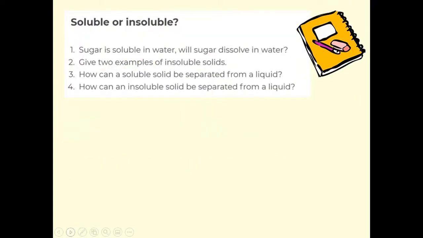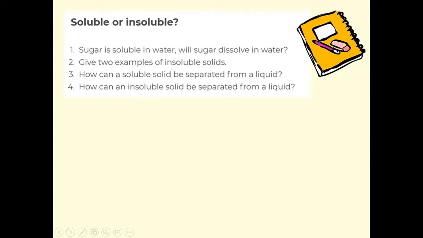So I'd like you to now answer these questions in your books and pause the screen to do so. I'll read them out to you. Sugar is soluble in water. Will sugar dissolve in water? The clue's in the question. Give 2 examples of insoluble solids, things that don't dissolve. How can a soluble solid be separated from a liquid? If you can't remember, go back to the last slide. How can an insoluble solid be separated from a liquid? Pause the screen and write your answers in your book.